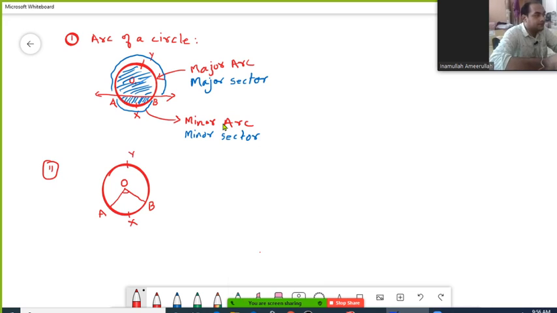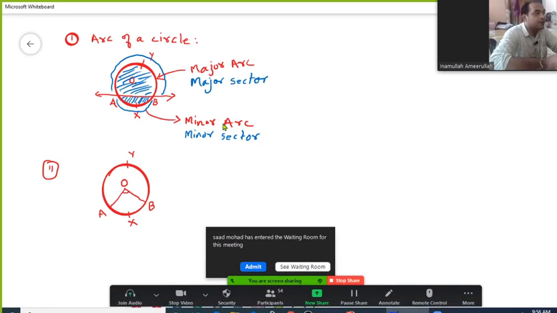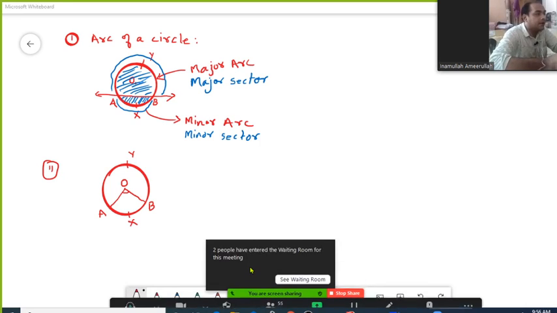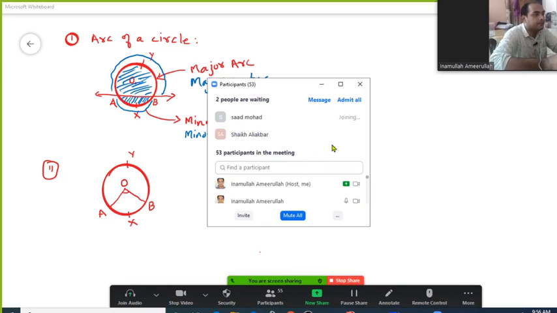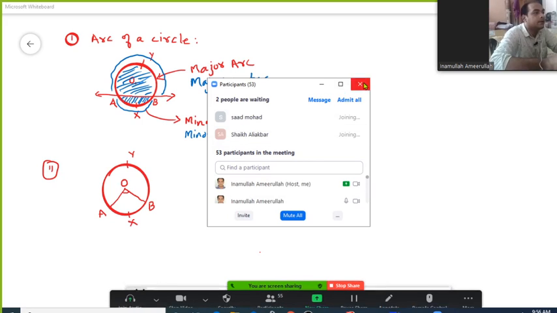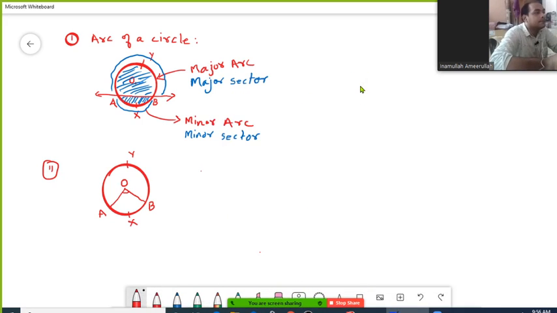So this portion AXB is called minor arc and AYB is called major arc. So you can say this angle AOB, I'm talking about this angle AOB, is same as arc AXB.